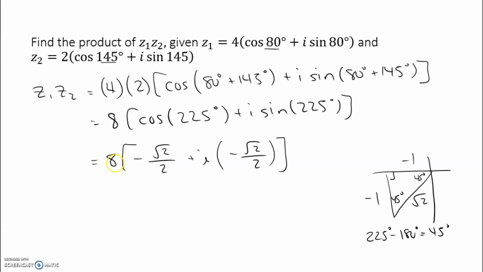Okay, so now what we're going to do is multiply the 8 times this term right here and this term. So really what you're doing is you're taking half of 8. So this would be negative 4 square root of 2. You take this negative right here, put it in front, minus I, and then we'll have a 4. So I'm actually going to put the 4 in front of that I. So 4I square root of 2. And that's the product of these two complex numbers in trig form. So this would be your final answer right here.